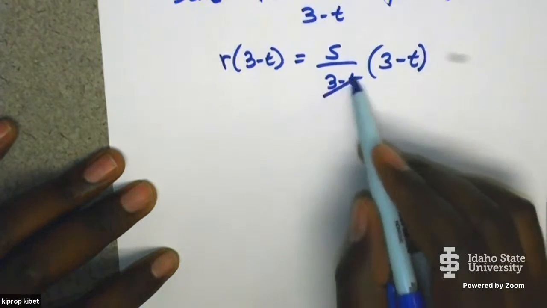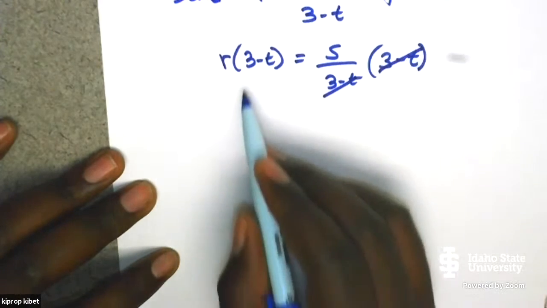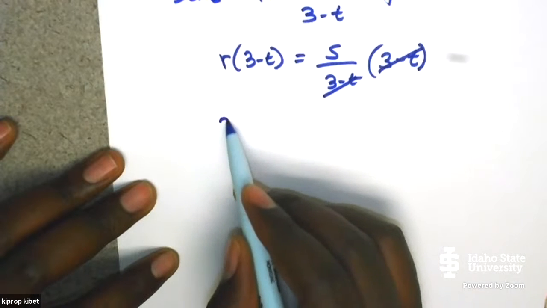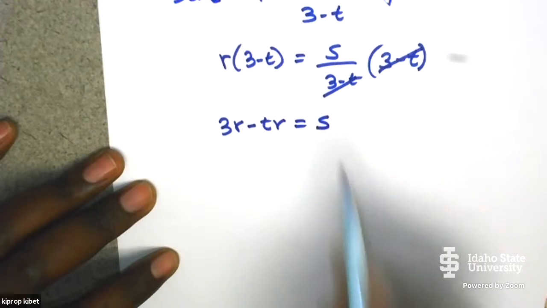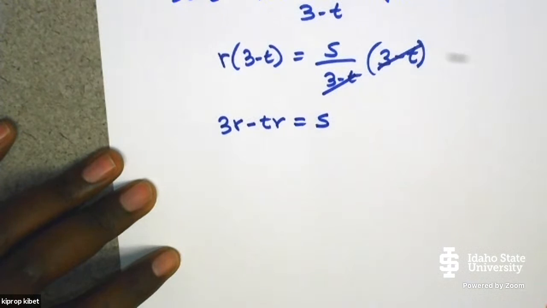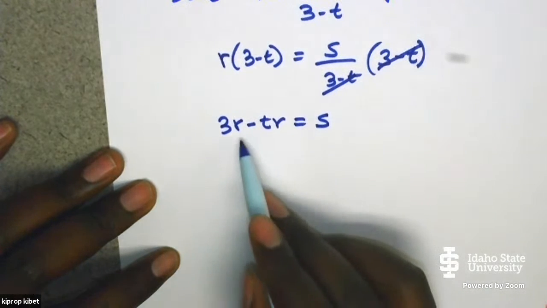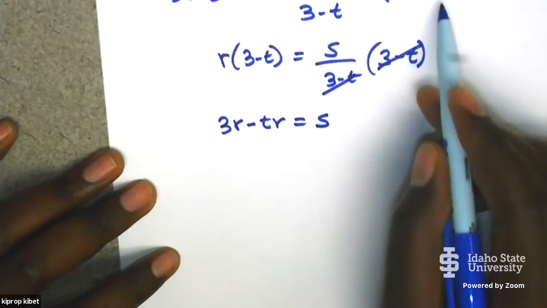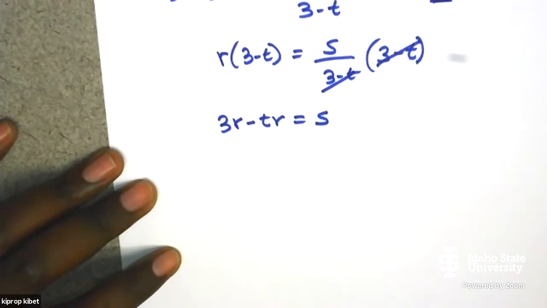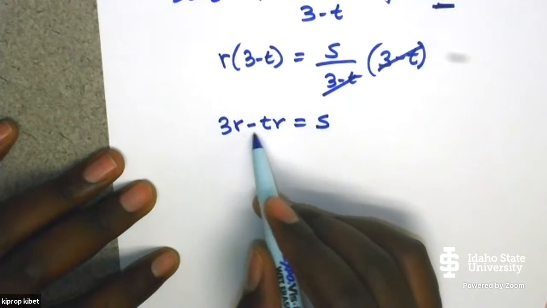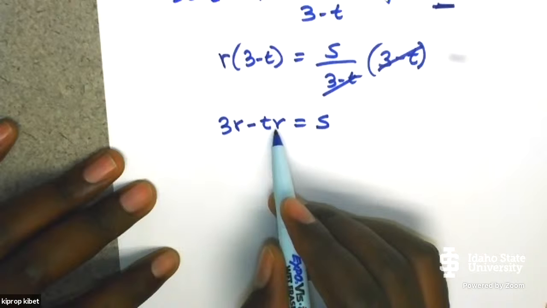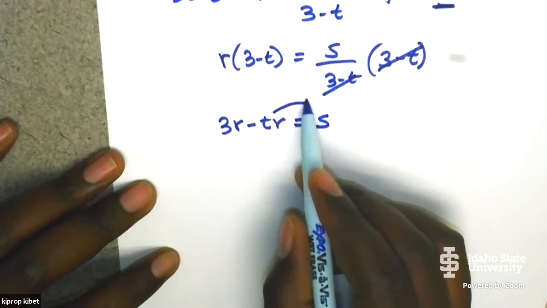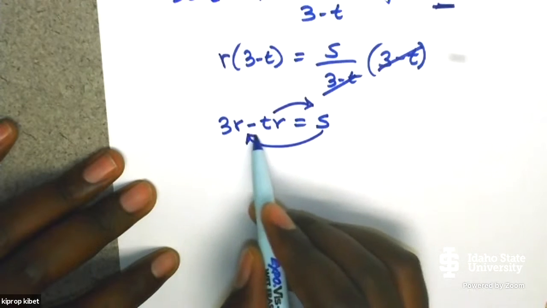So this 3 minus T and that one will cancel. When you open these brackets, you get 3R minus TR equals to what? Equals to S. Now we take R to the other side because we want to make T the subject. So you can take this one to this side and then you bring this one here.